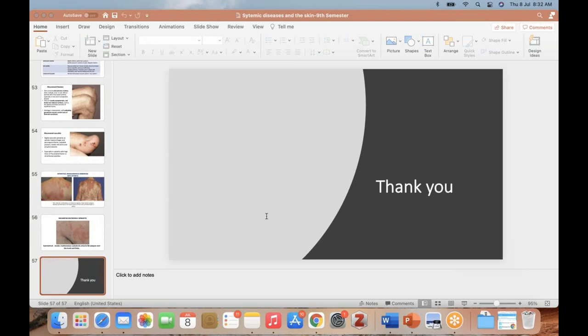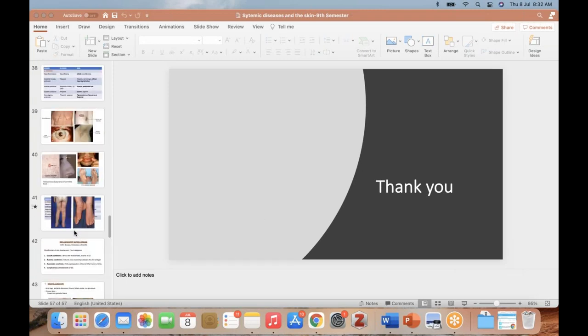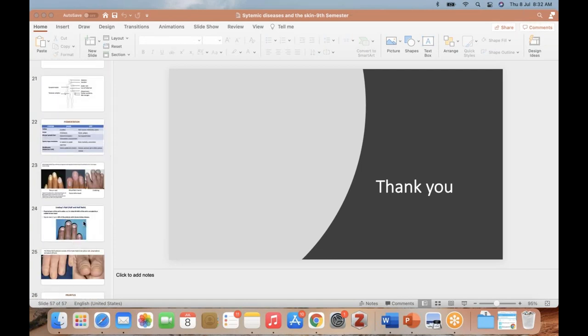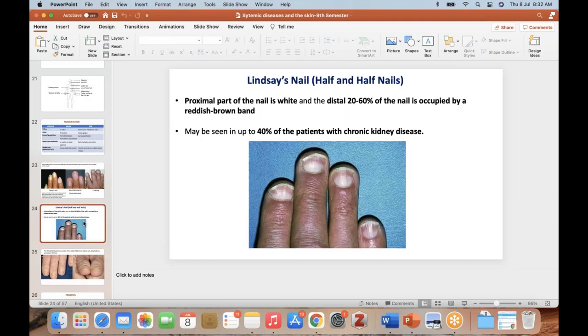Someone has asked, if it's a small nail, how are you going to differentiate between Terry's and Lindsay's nails? Like I was mentioning, Lindsay's is a half and half nail. The white and the pink part are almost going to be equivalent, while in the case of Terry's nails, there is just going to be a very small pink band at the distal end. The rest of the entire nail is going to have a white appearance. So the amount of the white part is going to vary.